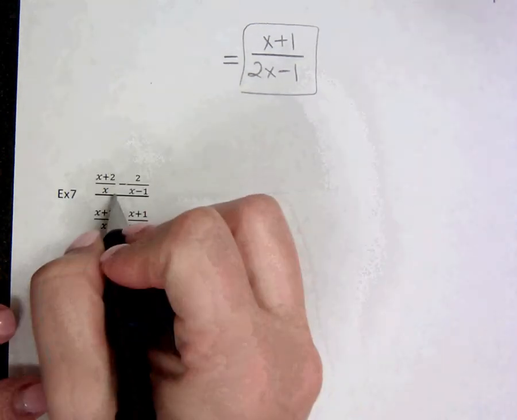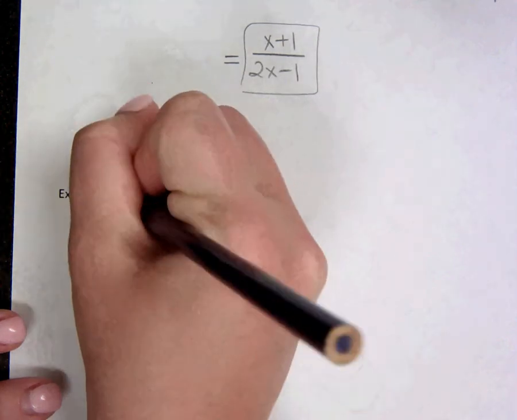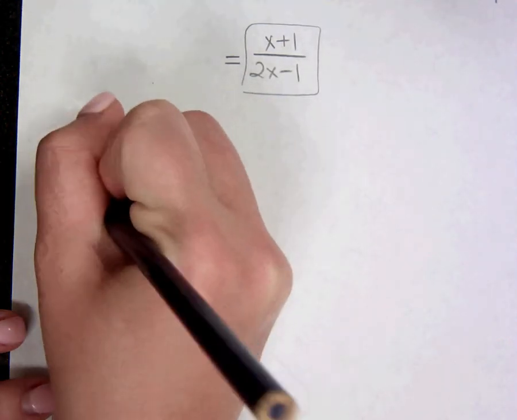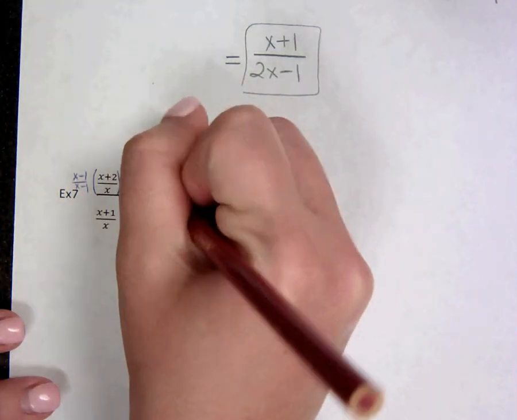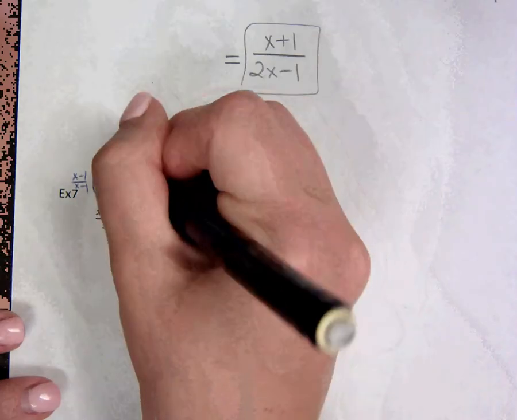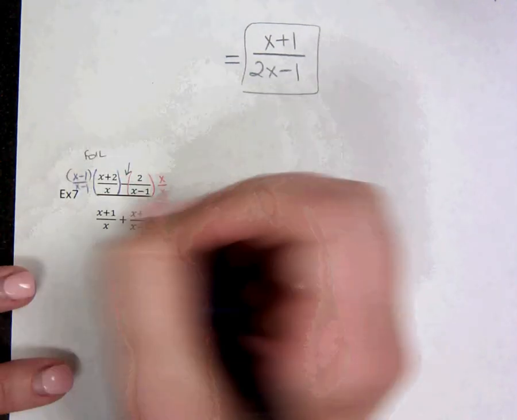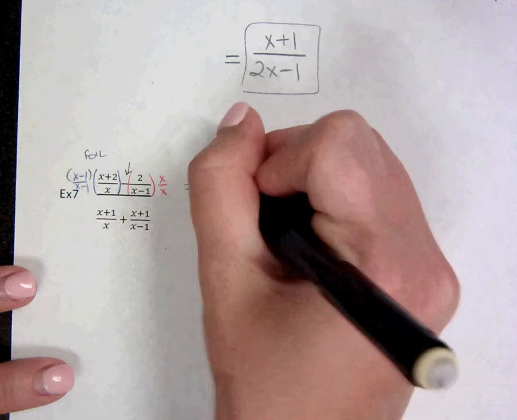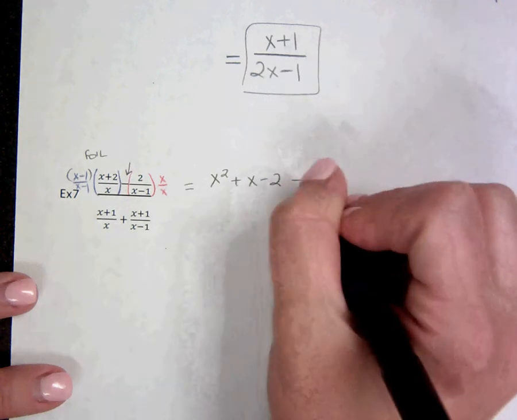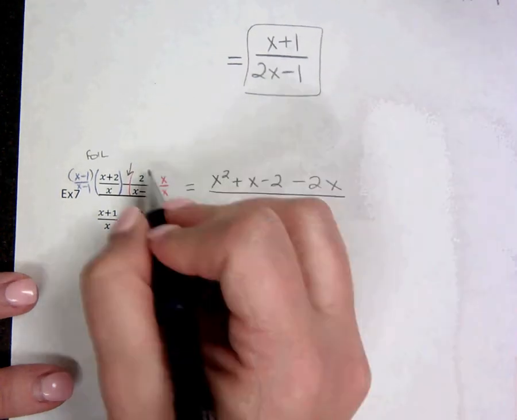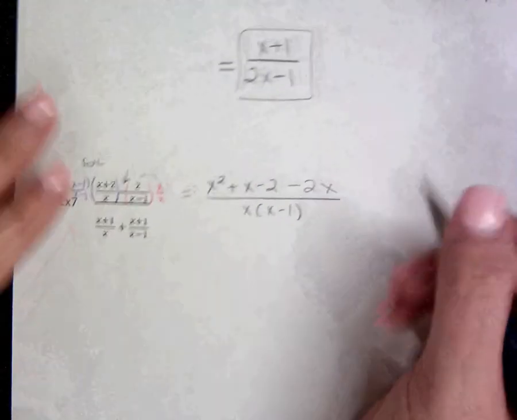Alright, so looking at example 7 from the very beginning, we want to go ahead and make common denominators at the top. So that'd be multiplying by x minus 1. And on the other side we'll need to multiply by x. Careful here because it is subtraction. And so we're going to have to FOIL these two binomials to get x squared plus x minus 2, and then minus 2x from this part over x times x minus 1 for the top.